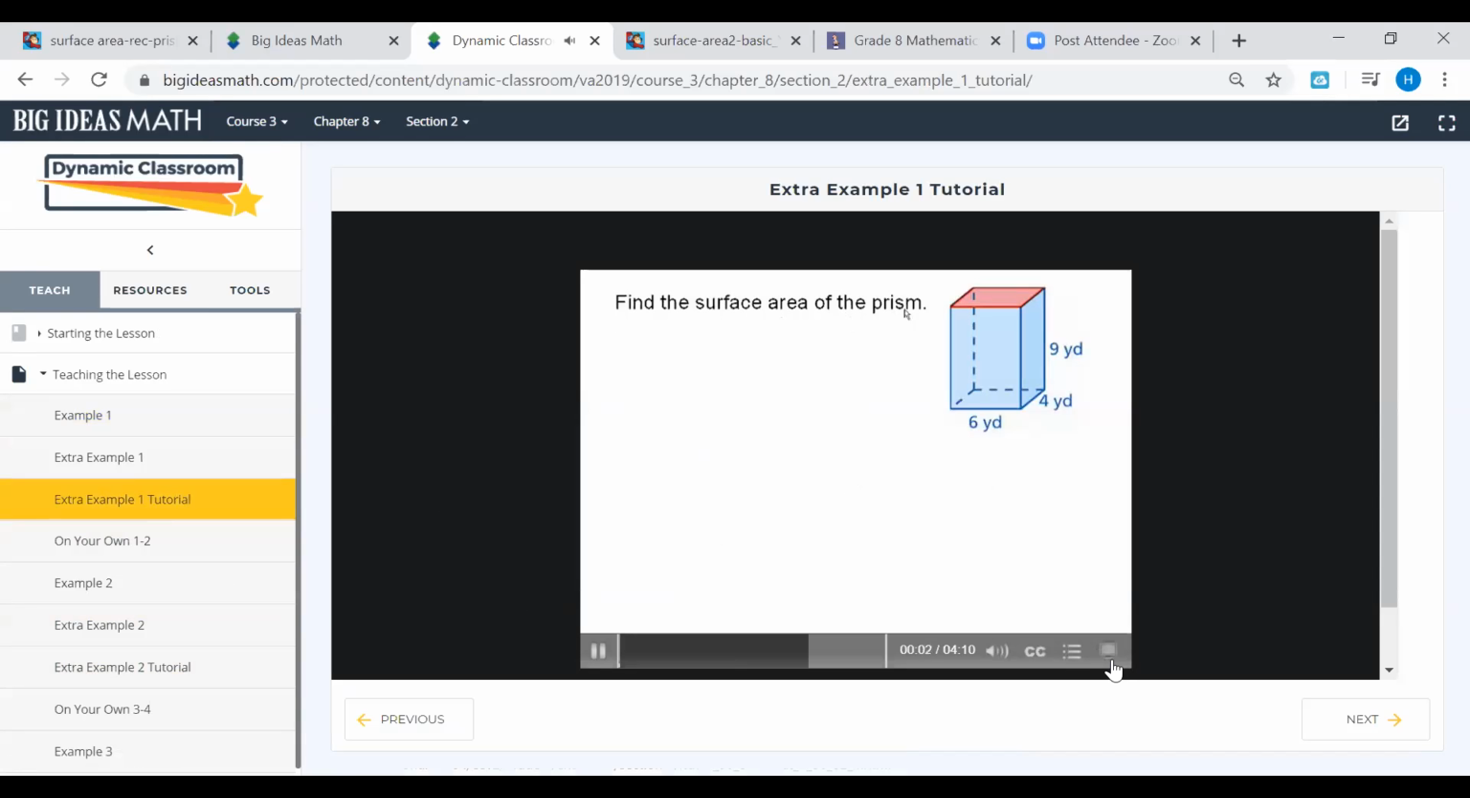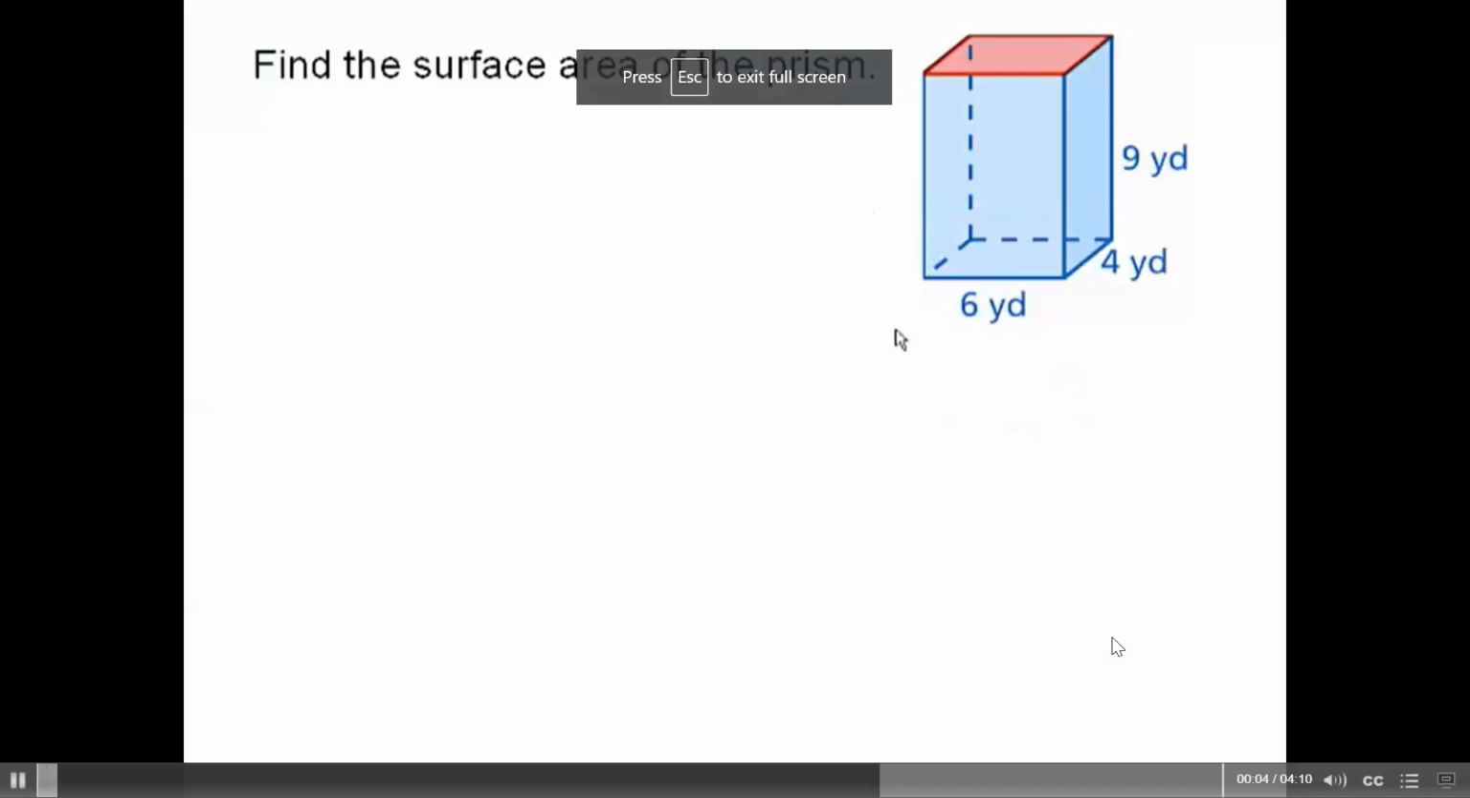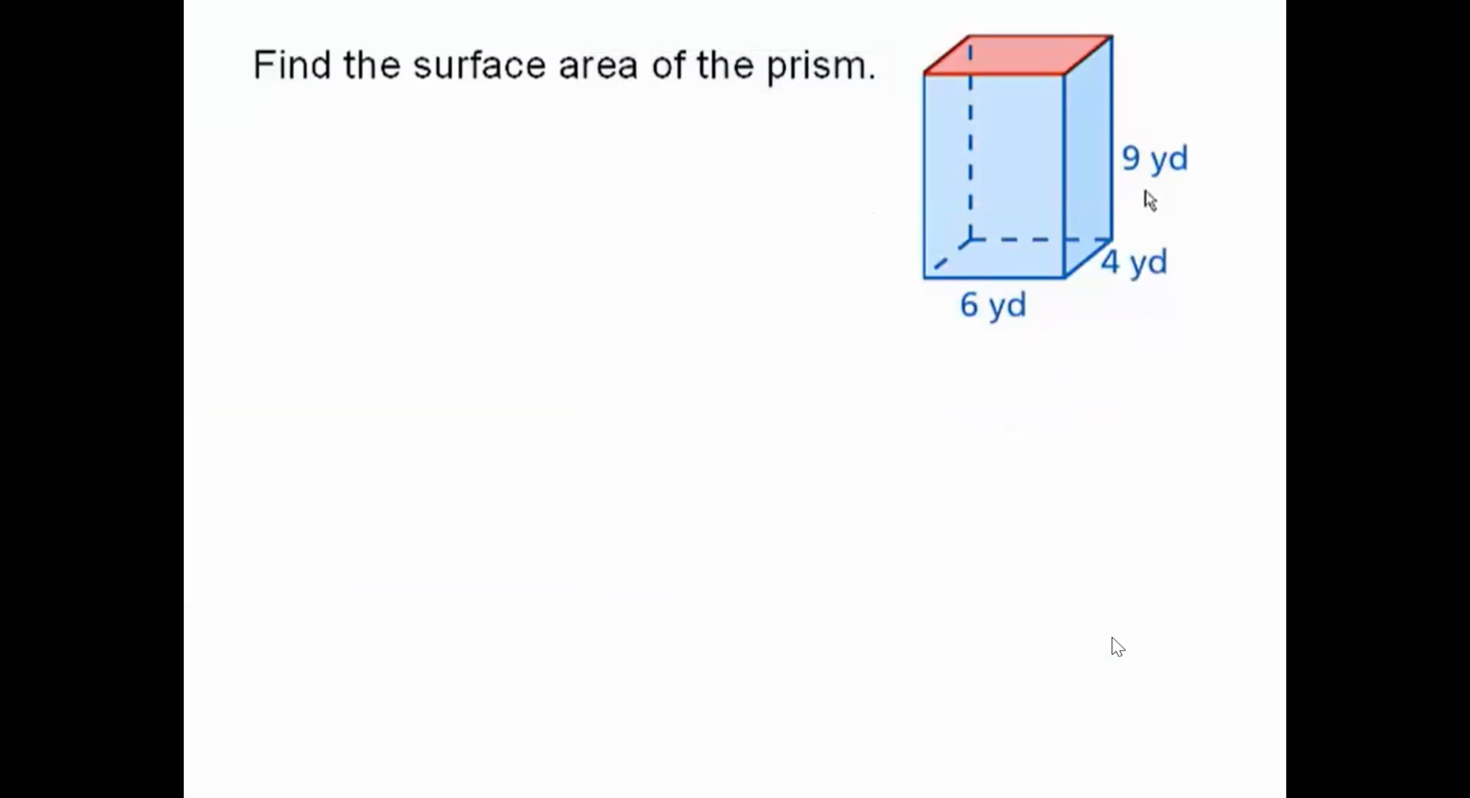Find the surface area of the prism. Here's our prism with the dimensions 6 yards by 4 yards by 9 yards. To find the surface area, our first step will be to draw a net of our prism.